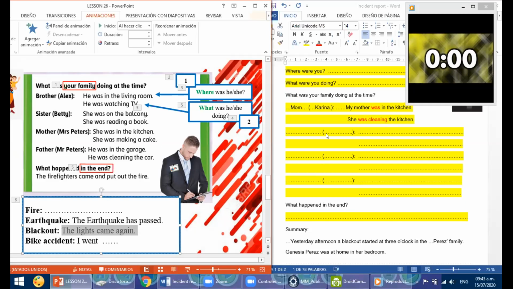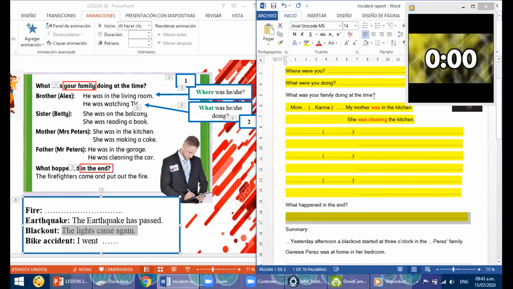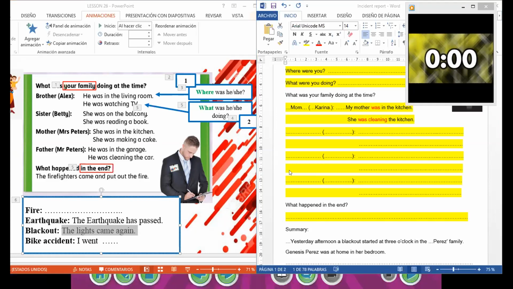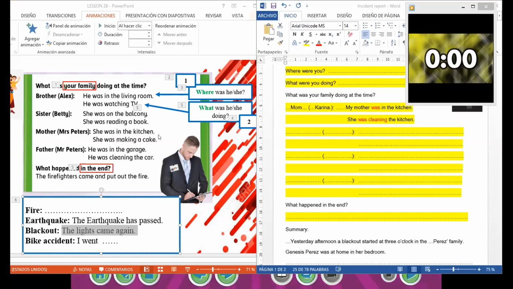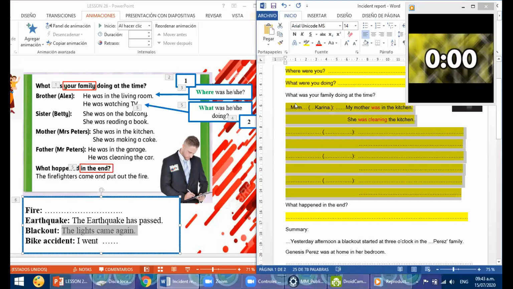Miranda, please, can you read this part? What was your family doing at the time? Miranda, can you read please this part? No, Miranda. Richard, my friend, can you read please about your family? What was your family doing at the time? Yes, teacher.